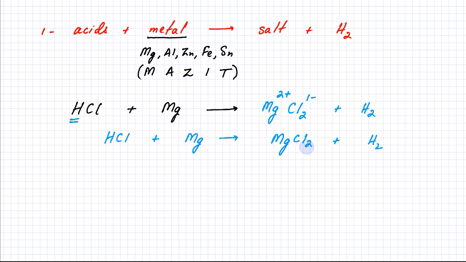And I need to balance this equation, the two Cl's over here, so I can't change the formula now. What I can do is change the number of molecules of HCl, and now it's balanced. There are two hydrogens over here, there are two hydrogens over here. Now the entire equation is balanced.